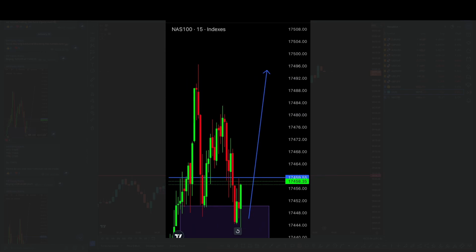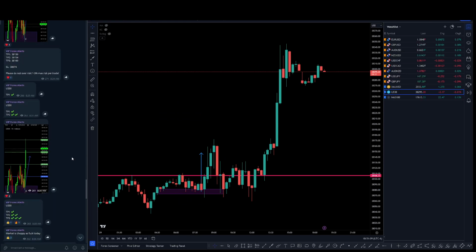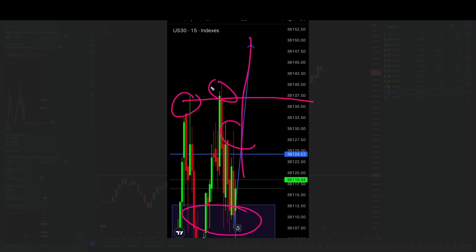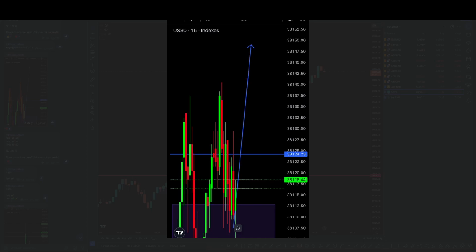That was NAS100. US30, very similar. With US30, we were basically holding our zone. We had this resistance area, right? I want to basically see it push over all these highs. This is what I wanted to see with US30.